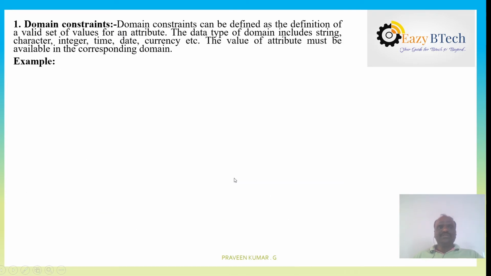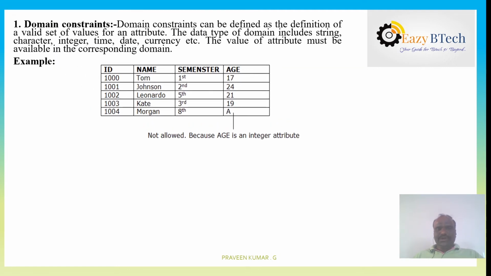First, we discuss what domain constraints are. Domain constraints can be defined as the definition of the set of values of attributes, the data types of domains, including strings, characters, integer, date, currency, etc. Suppose a particular table is one domain or one entity. In this table we have ID, name, semester, and age. This is student data, and in this student data the total is called a domain. We have some attributes: ID is one attribute, name is another, semester is one, and age is one.